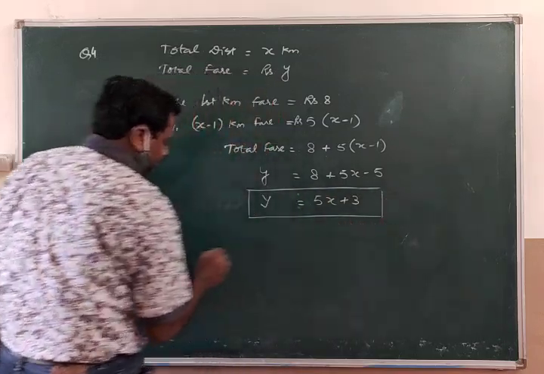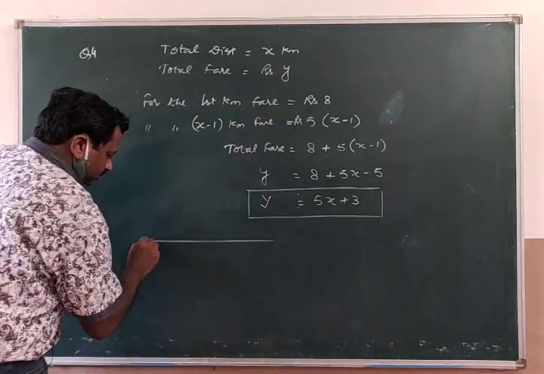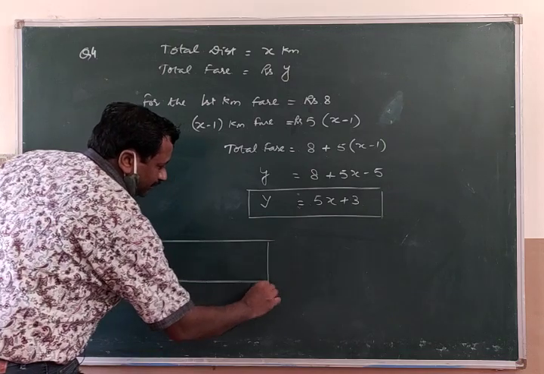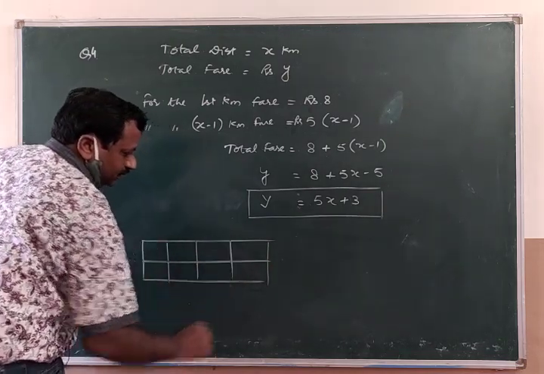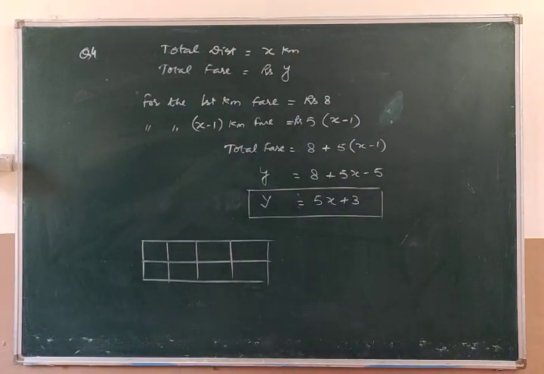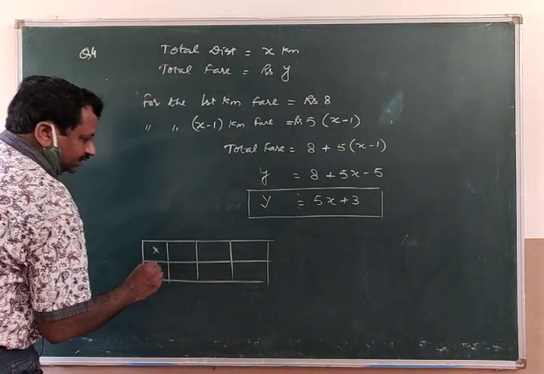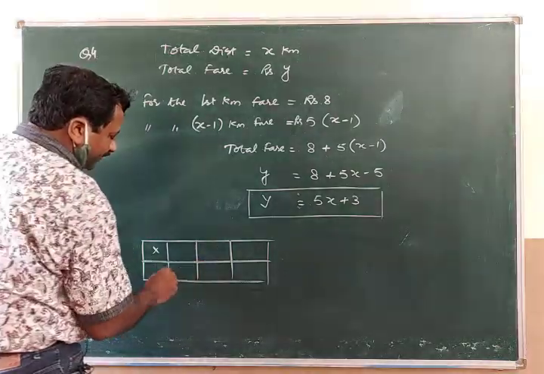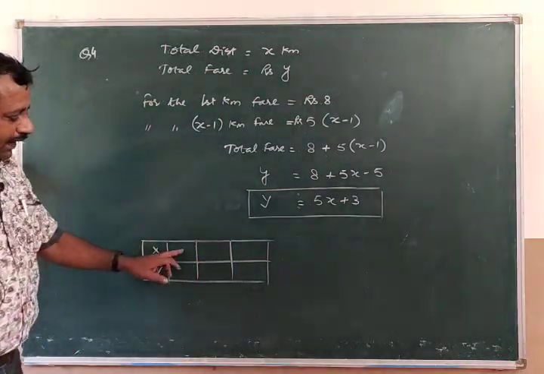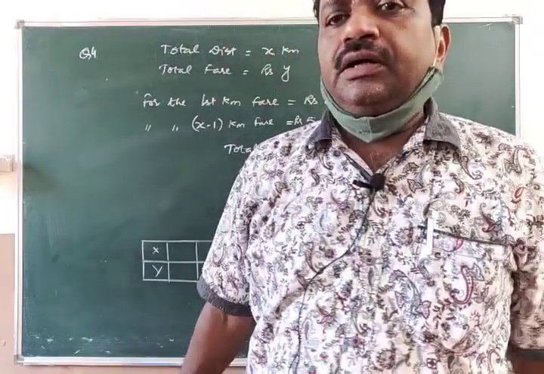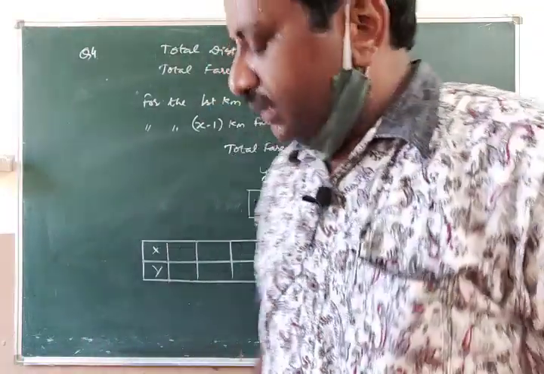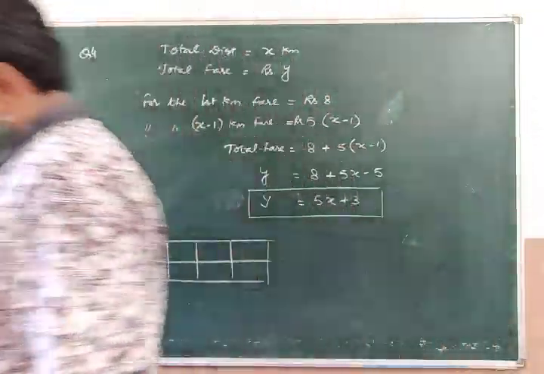Now make the solution table. At least 3 solutions must be taken. x is the independent variable, y dependent. Find out 3 solutions, represent them in the Cartesian plane, and draw the graph of the equation.